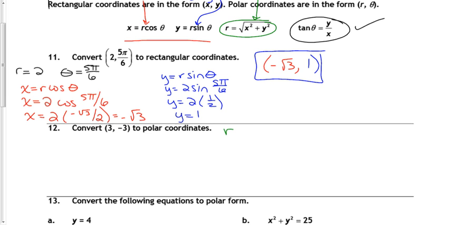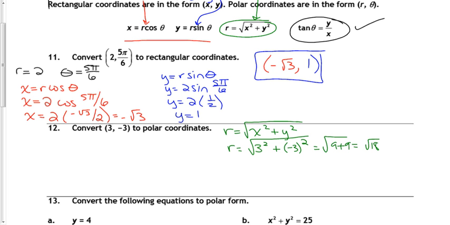So I know the radius is going to be the square root of x squared plus y squared, but I have x and I have y. So let's go ahead and figure out what that is. I have 3 squared plus negative 3 squared. So I'm taking the square root of 9 plus 9, which is the square root of 18. In simplest radical form, 3 square root 2. So that's what my radius is. I found r. So that's the first part of my point, r is 3 square root 2.